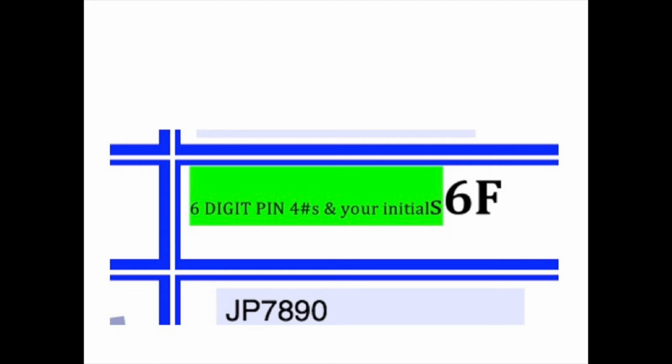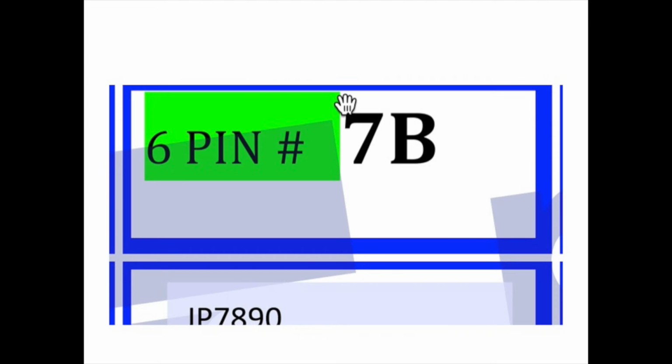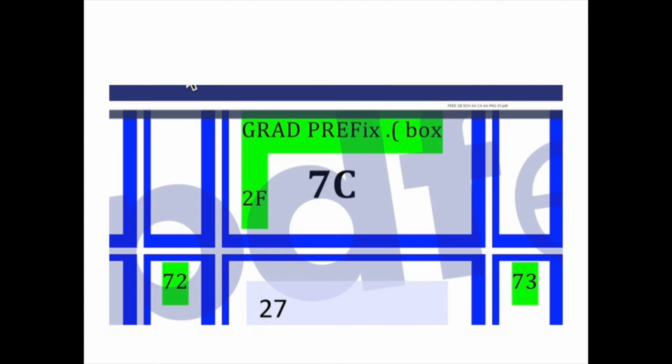In box 7A, enter the prefix school ID number found in box 4A. Your PIN number should automatically appear in box 7B. In box 7C, enter the prefix number that precedes your expected graduation date found in box 2F. The student's age should automatically appear in box 7D. The student's birth date should automatically appear in box 7E.